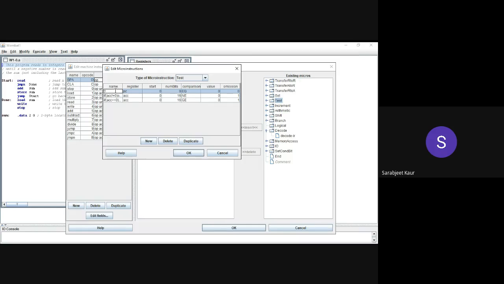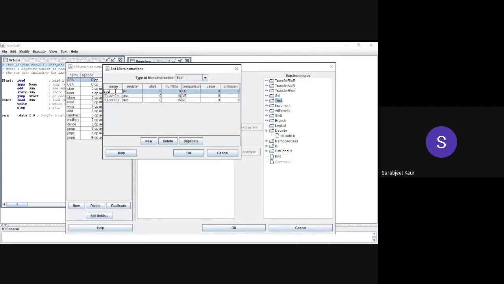Now, how do we get to know whether the value of AC is positive or not? If the 15th bit, that is the most significant bit of AC, is 0, then the value of AC is treated as positive. If it is 1, then it is treated as negative. We have discussed this, right?